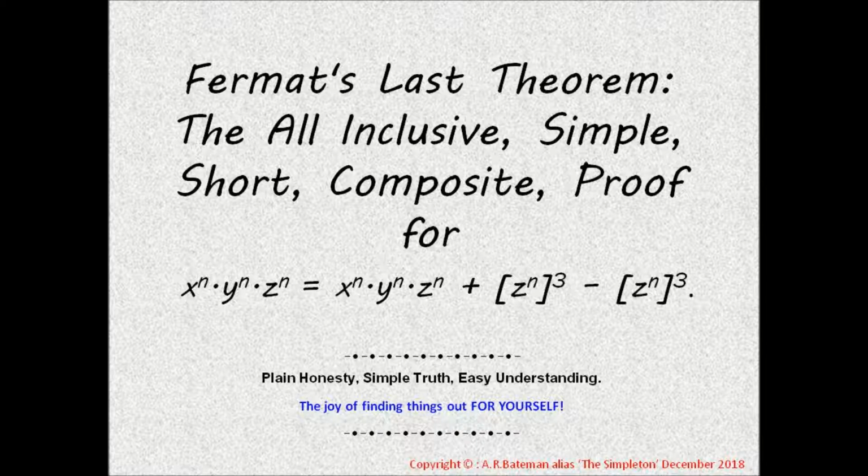Fermat's last theorem, the all-inclusive, simple, short, composite proof for x^n times y^n times z^n equals x^n times y^n times z^n plus z^n cubed minus z^n cubed.